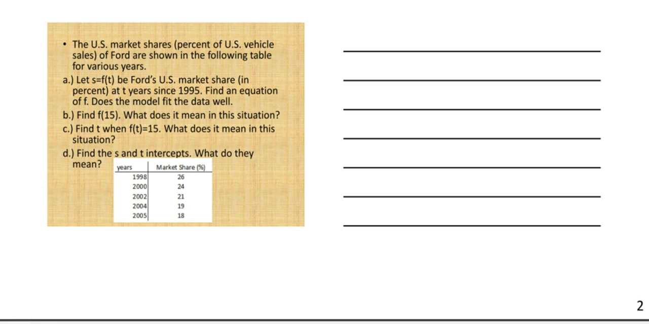Does the model fit the data well? B. Find f at 15. What does it mean in this situation? C. Find t when f of t equals 15. What does it mean in this situation? D. Find S and T intercepts and what do they mean in this situation?